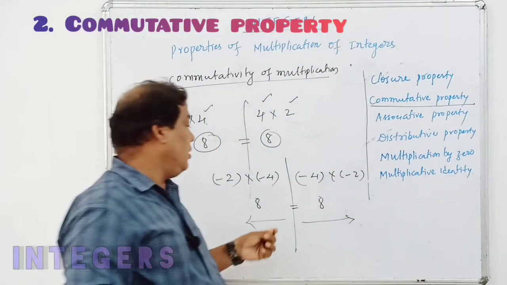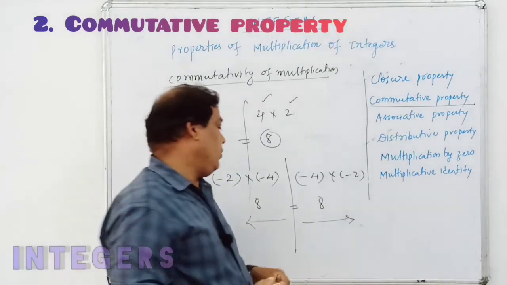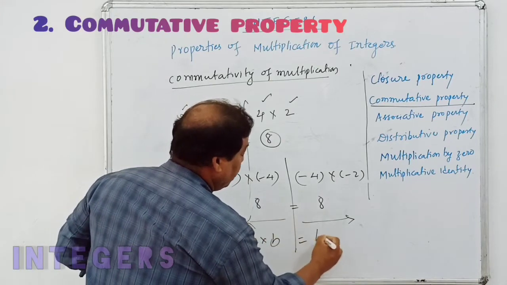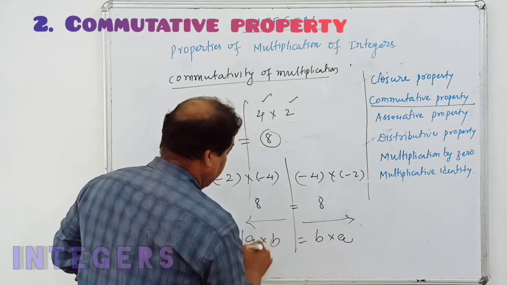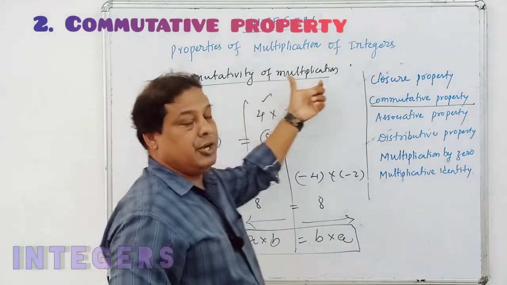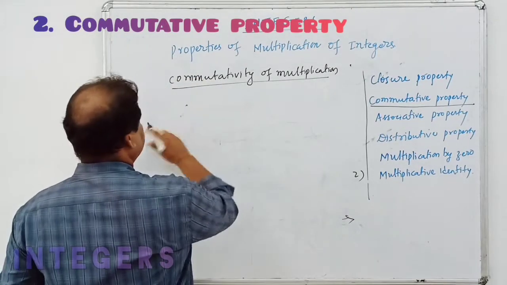So in general, for any two integers a and b, we can write that a into b is equal to b into a. So it is the commutative property of multiplication. Now let us take one more example here.